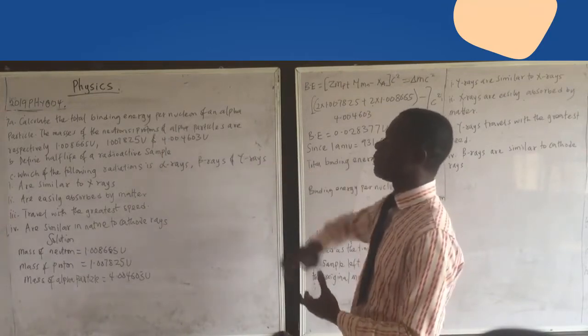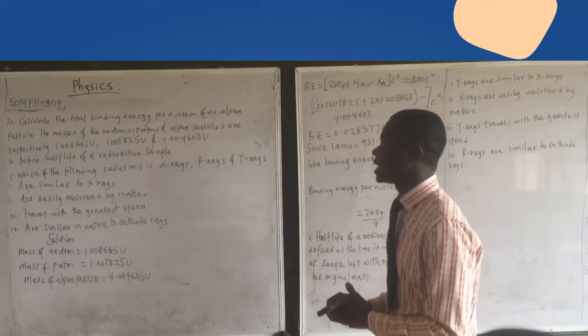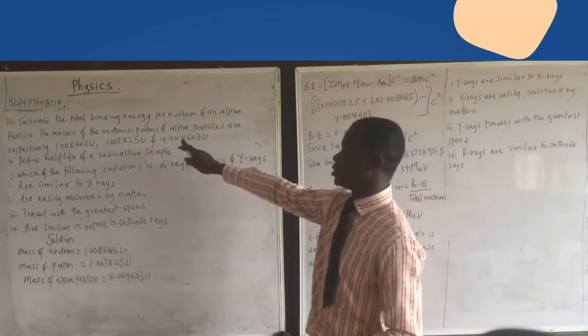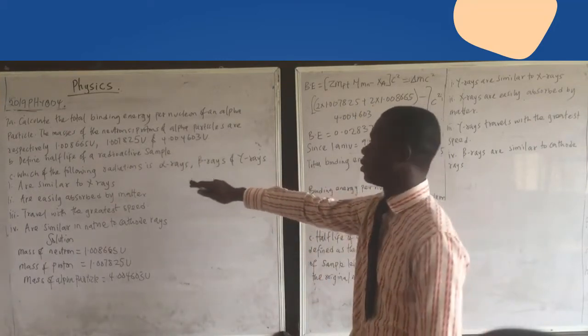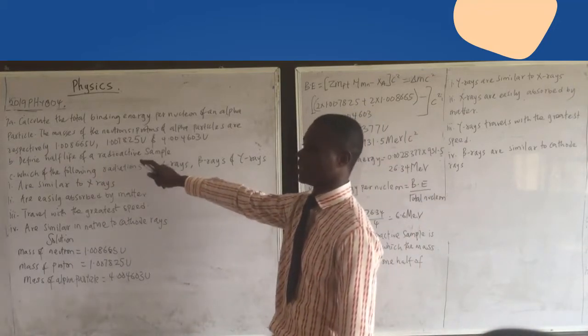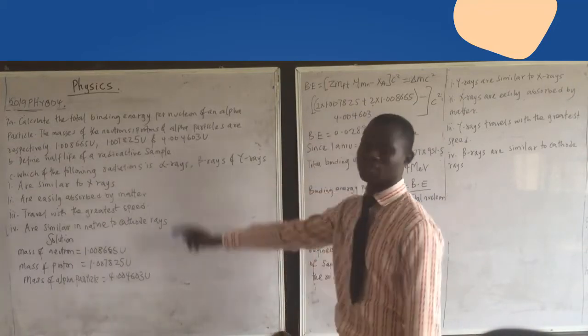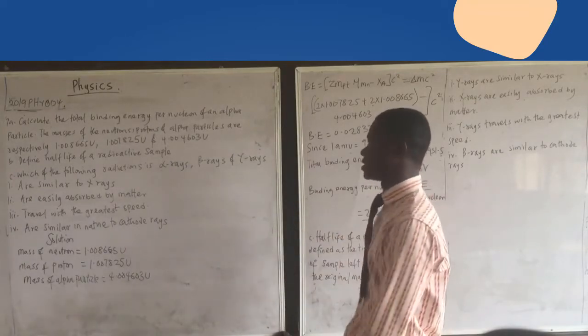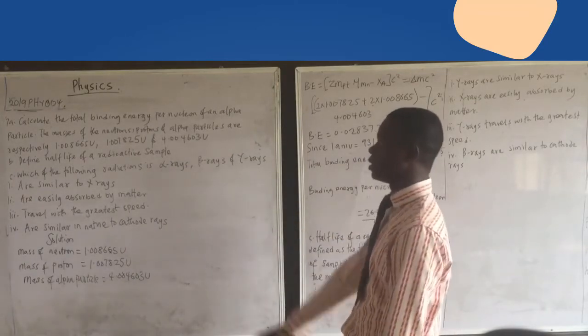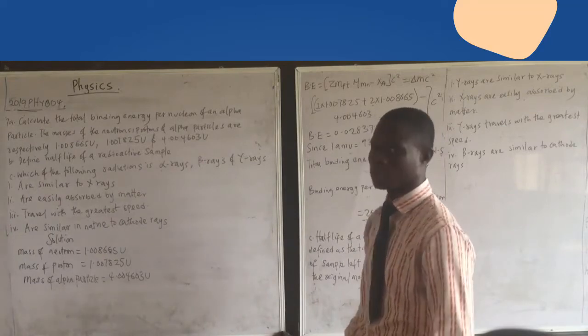7a, calculate the total binding energy per nucleon of an alpha particle. The masses of the neutron, proton, and alpha particle are respectively 1.008665 U, 1.007825 U, and 4.004603 U. So how do we do that?